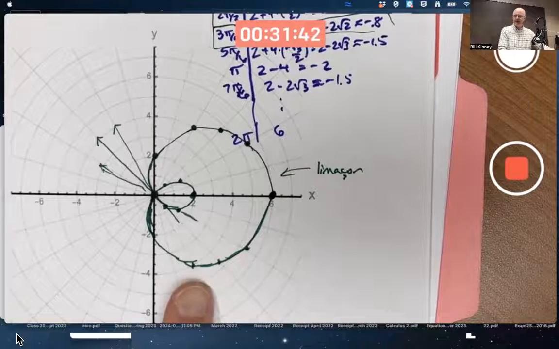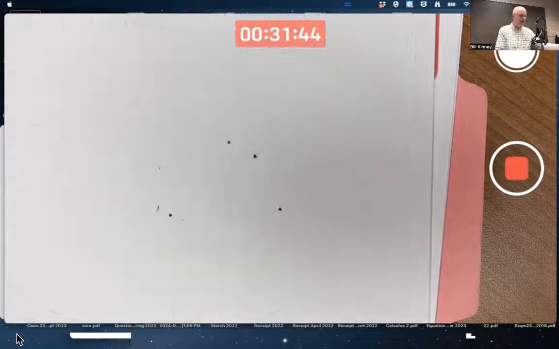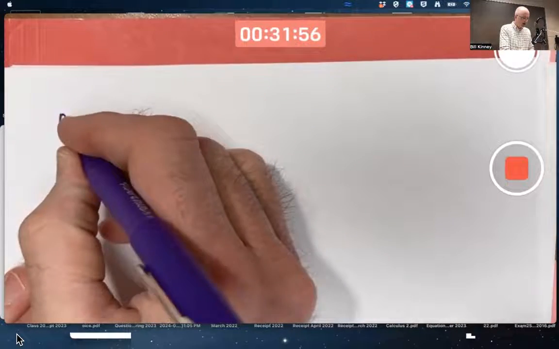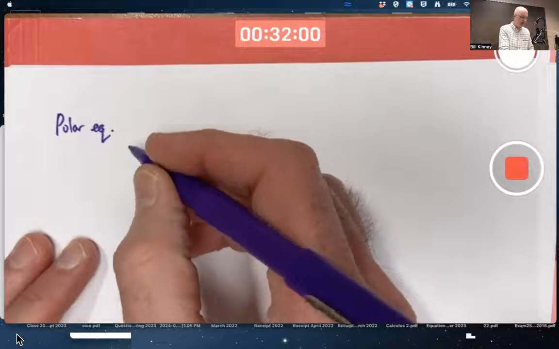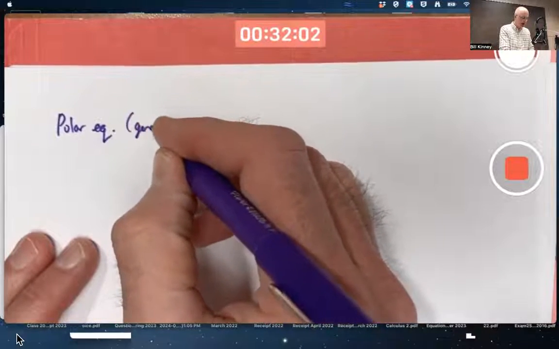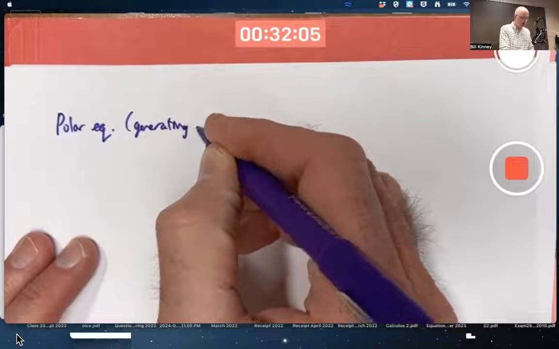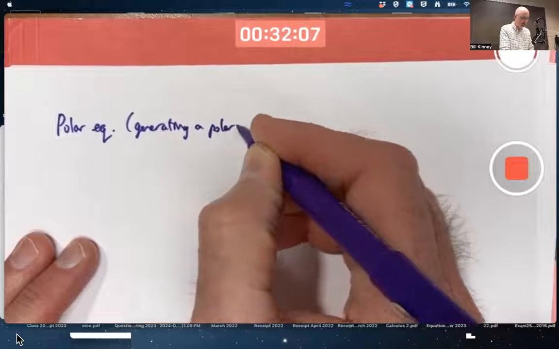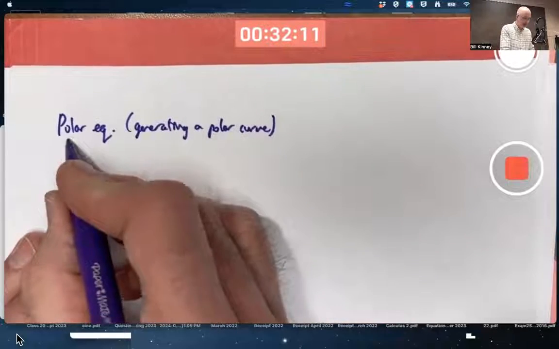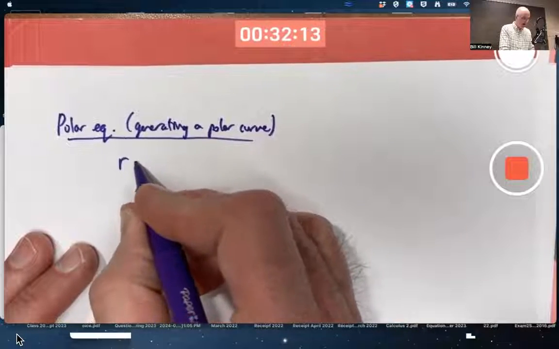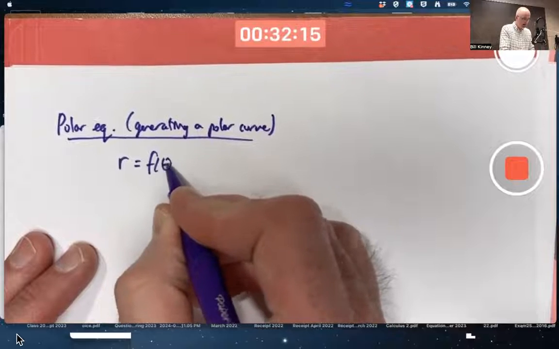So we'll come back to this particular example, but let's talk generalities now. We've got a polar equation, or you might say a polar function, generating a polar curve graphed using polar coordinates like we just did. R equals f of theta.